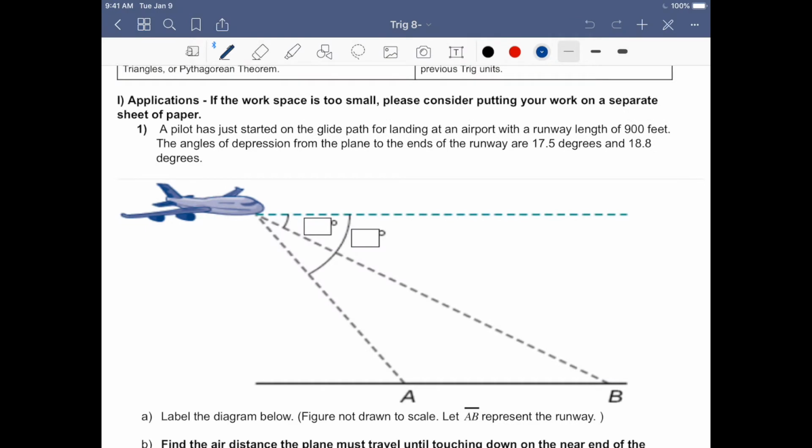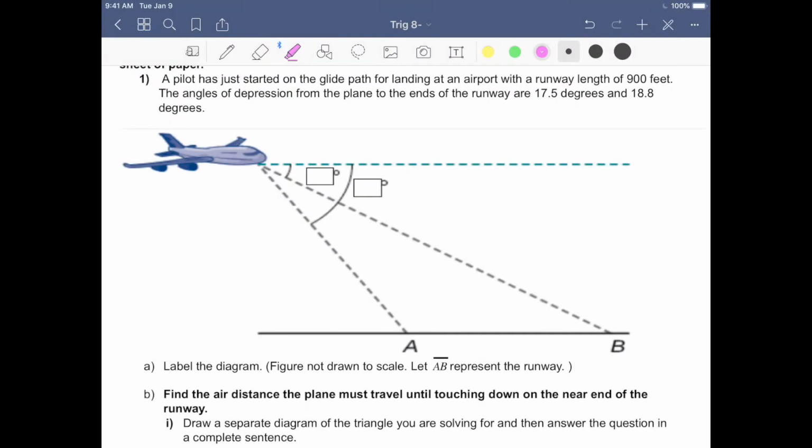Number 1. A pilot has just started on the glide path for landing at an airport with a runway length of 900 feet. The angles of depression from the plane to the ends of the runway are 17.5 degrees and 18.8 degrees. So part A says label the diagram. The figure is definitely not drawn to scale, but we're going to let the line segment AB represent the runway.